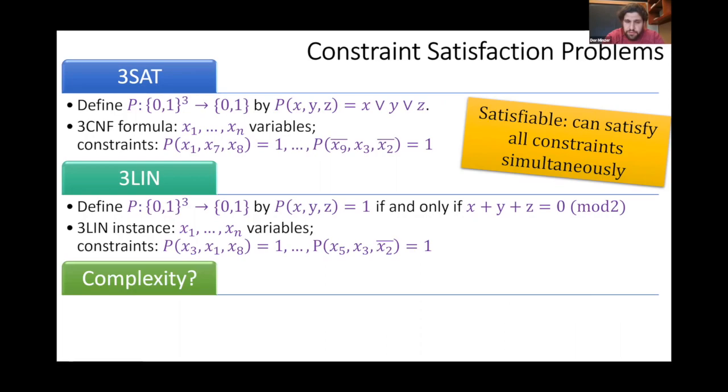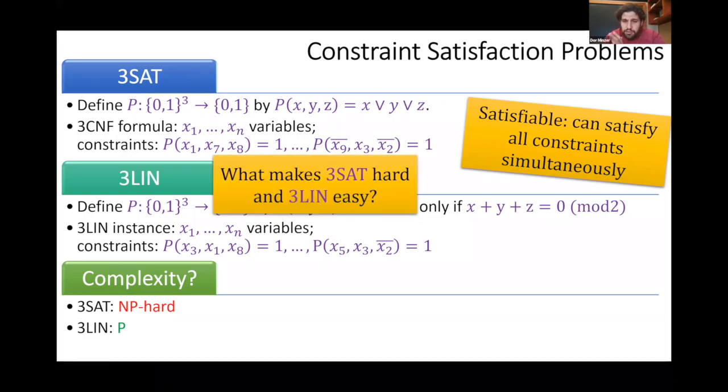When you're given a CSP like that, an interesting problem to ask is, what is the complexity of determining whether a given instance is satisfiable or not? For three-SAT, this problem is NP-hard. This is the well-known Cook-Levin theorem. But for three-LIN, this is a problem which is in polynomial time. And this is undergrad linear algebra. If I give you a system of linear equations over a field, you can tell me if it's satisfiable or not.